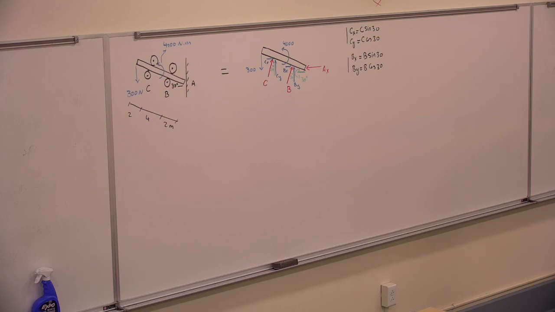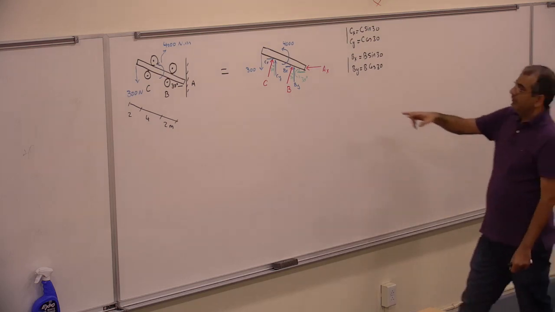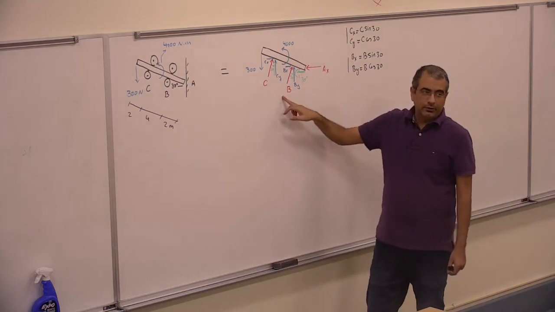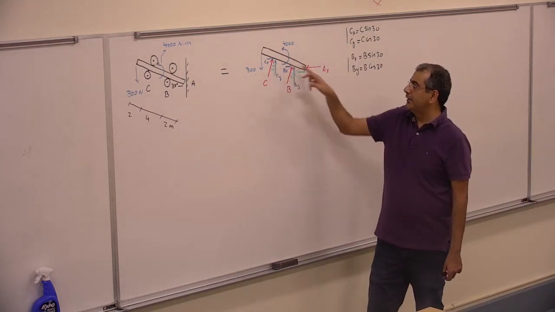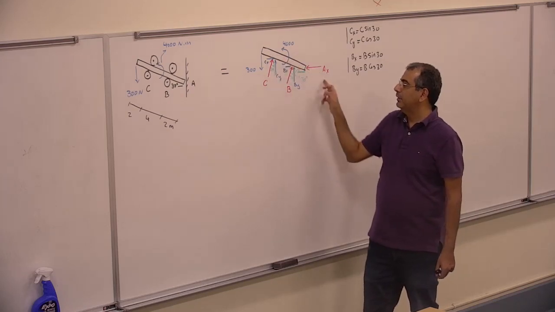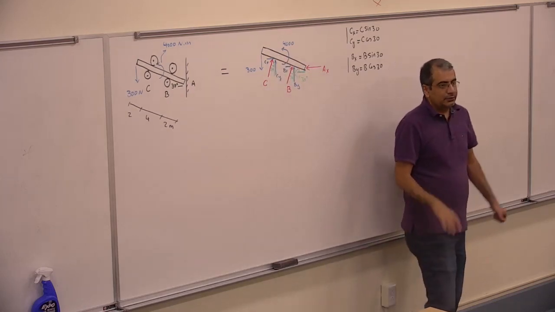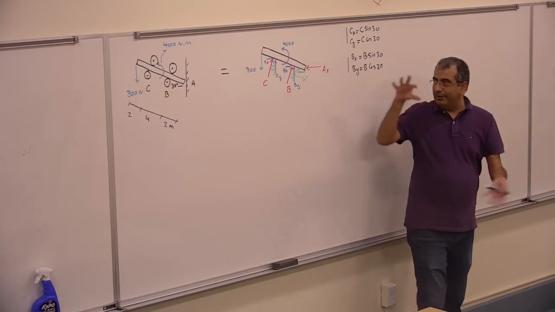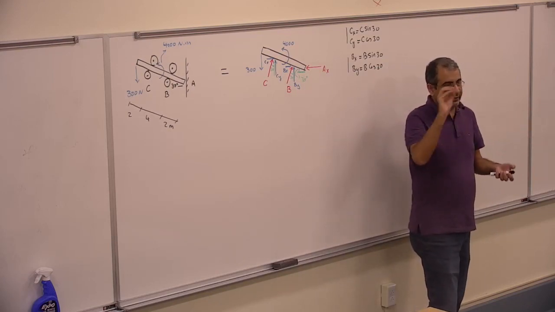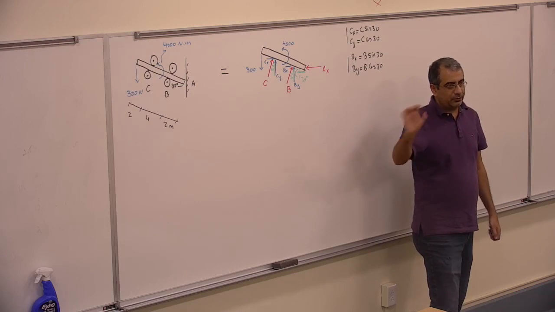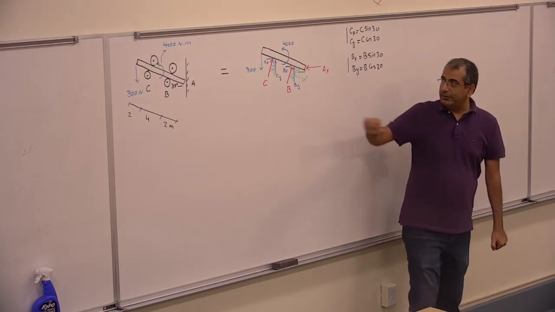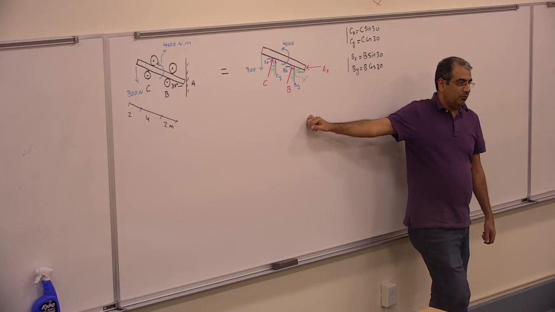But what about the moment? Is there any point that I can write the moment that lets me have only one unknown? If I write it about A, B or C are going to be unknown. If I write it about B, C and A is going to be unknown. If I write it about C, A and B is going to be unknown. So I have no way of manipulating my equation in a way that I get one equation, one unknown. So when I get to this condition, what should I do?